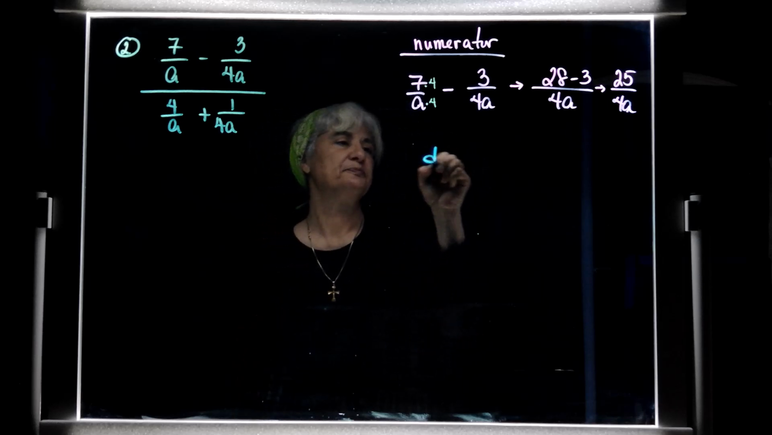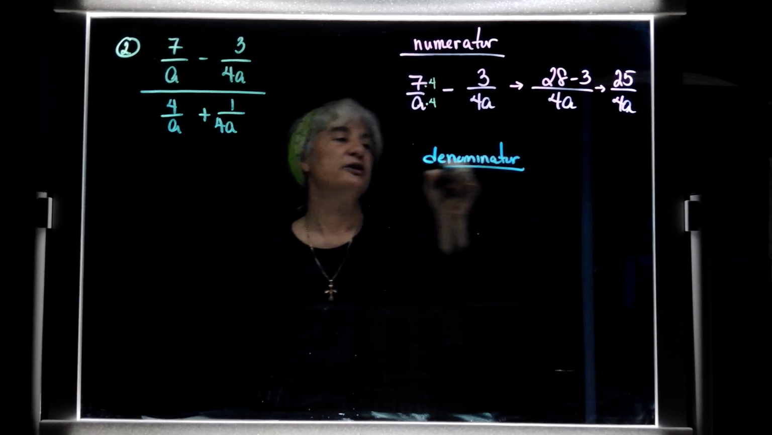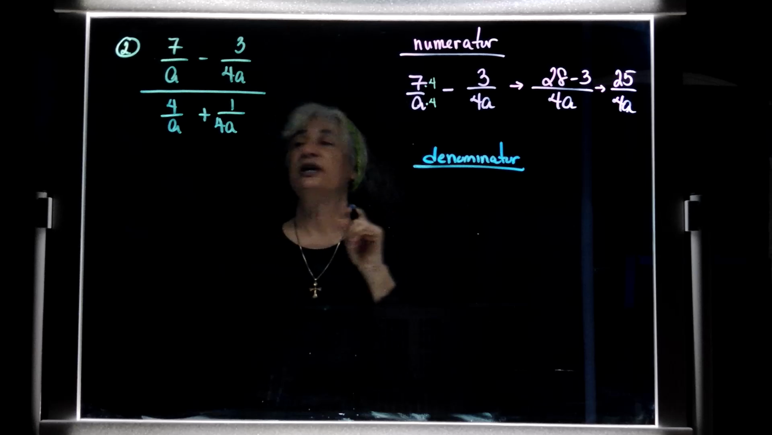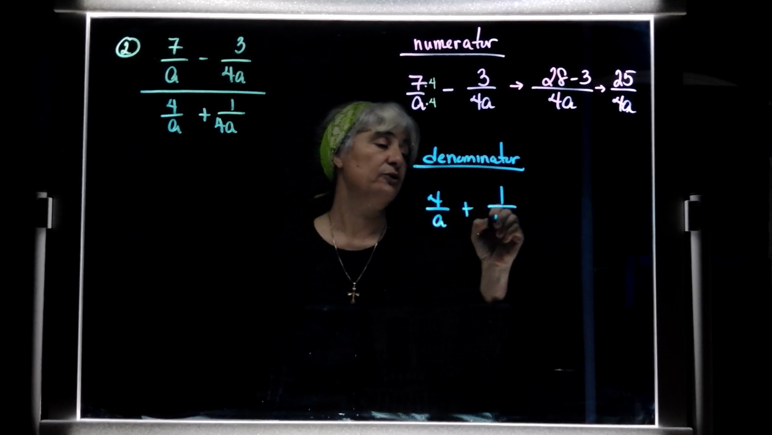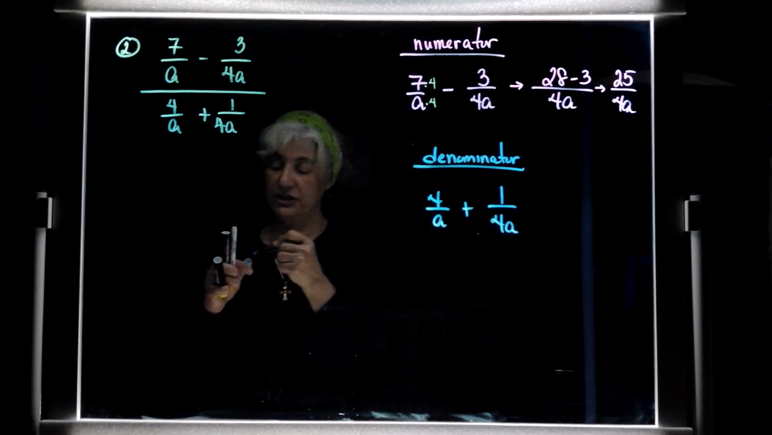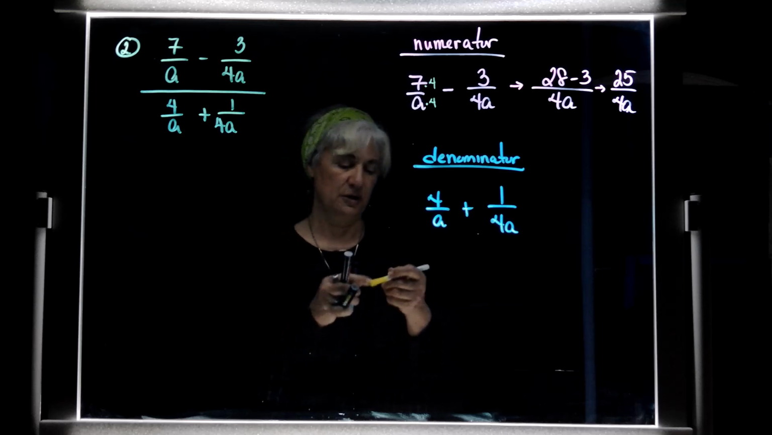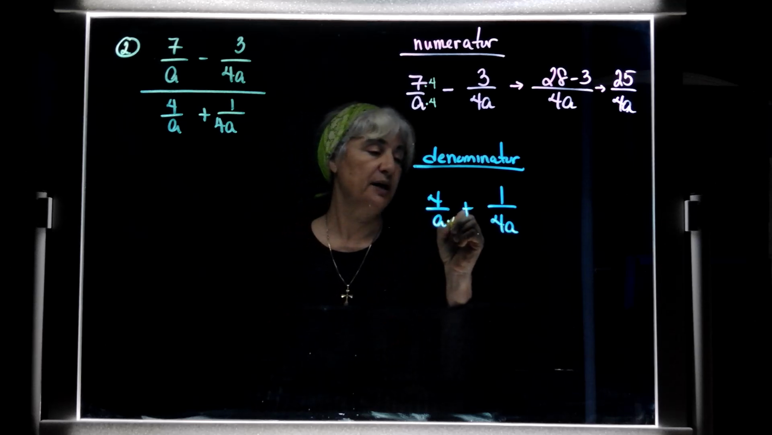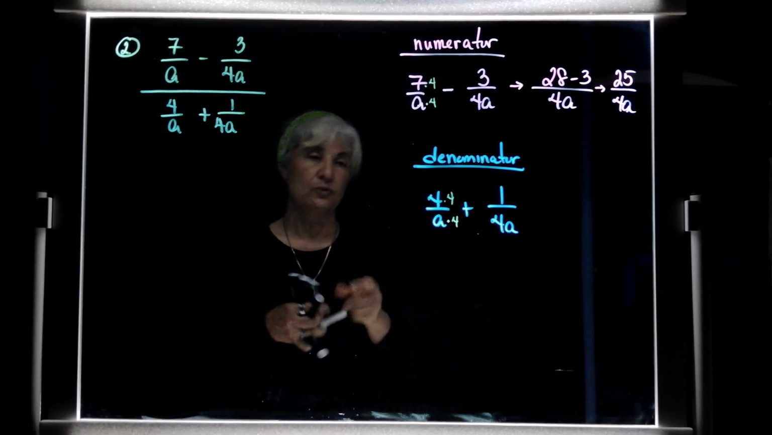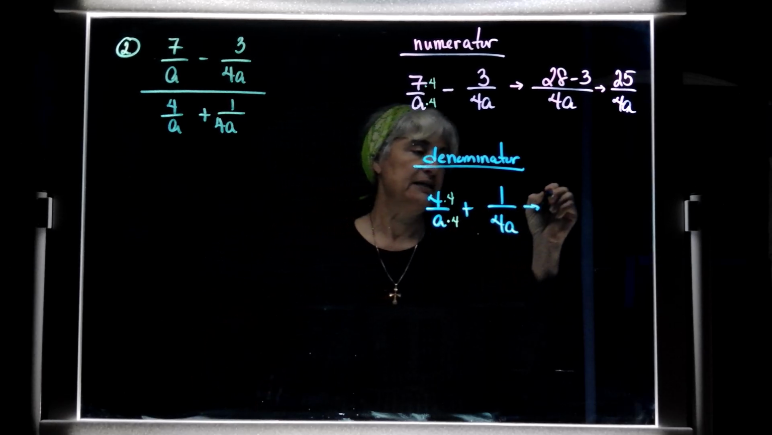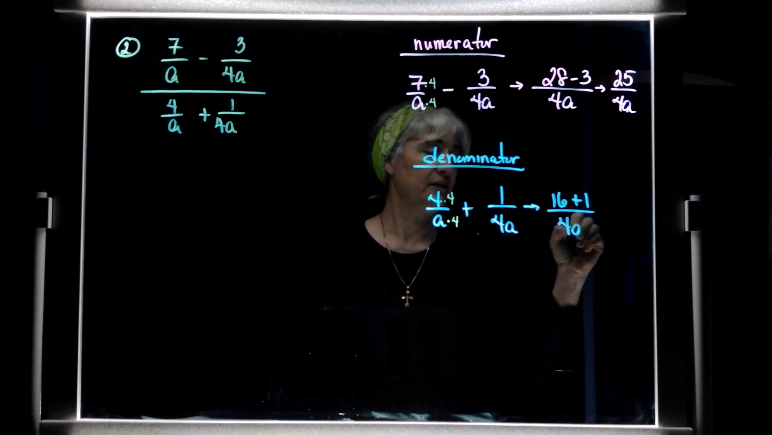Denominator. So in the denominator, what are we doing? We are adding a couple of fractions. So we have 4 over a plus 1 over 4a. What do you got to do? Common denominator, so multiply the first one by 4, top and bottom. Got it. Which gives 16 plus 1 over 4a?